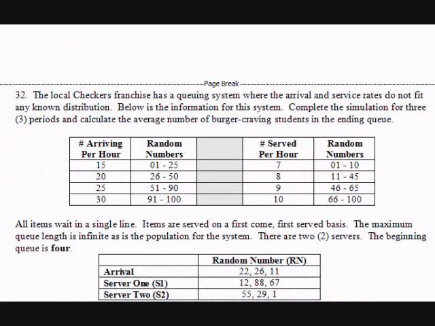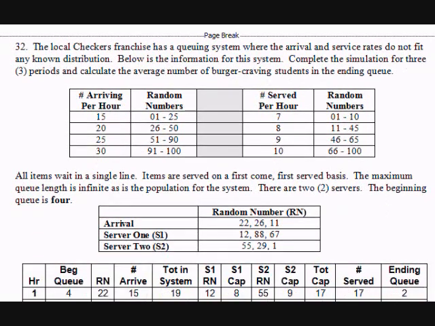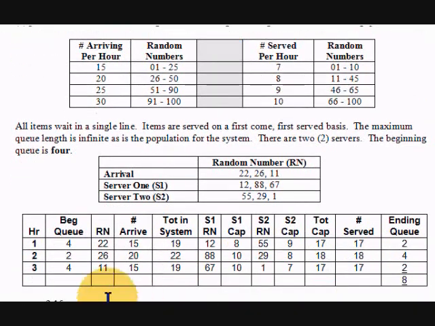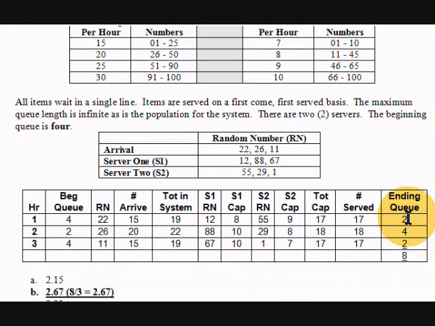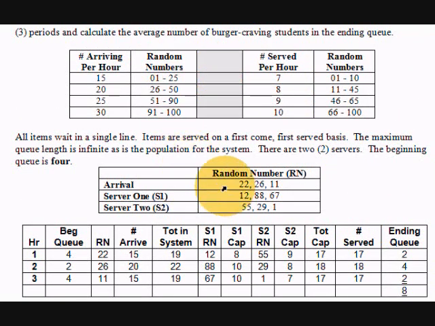Now we have our checkers queuing model, and this one's pretty straightforward as well. We have 3 periods, and in this case we had our missing values down here on this final row, and our ending queues, as we used our random numbers, so our 22, 26, and 11 ended up here. 11, 18, or 88 and 67 are here, and server number 2 random numbers are here.